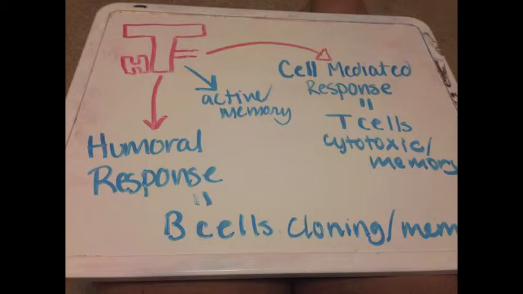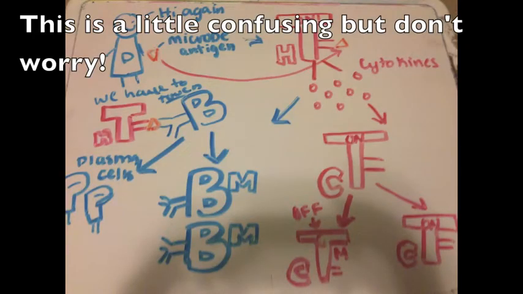B cells are used in the humoral response, and in the cell-mediated response, T cells are used, specifically cytotoxic T cells. And the helper T cell also goes through a few changes to speed up the process of killing the pathogen if there is a second exposure. This page looks confusing, but I'll explain.